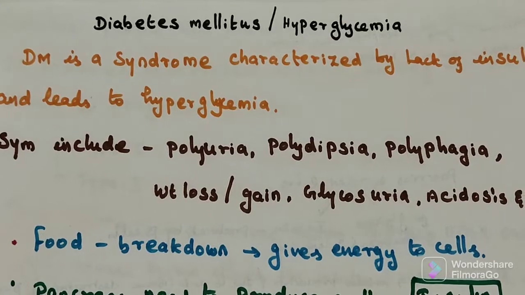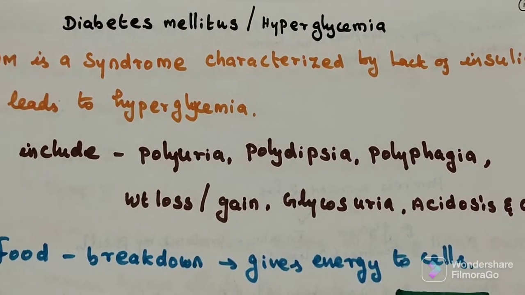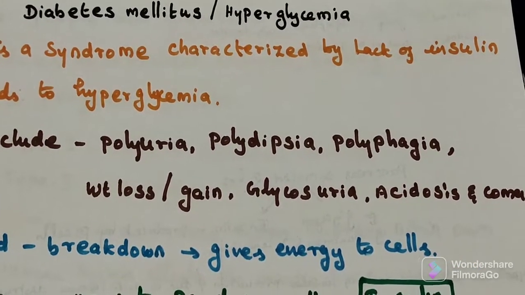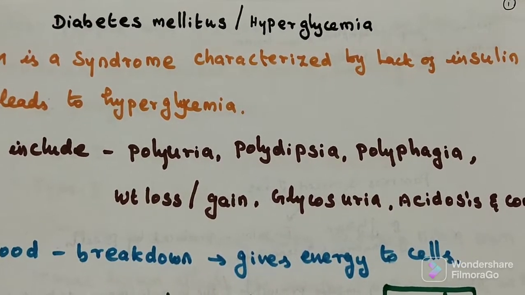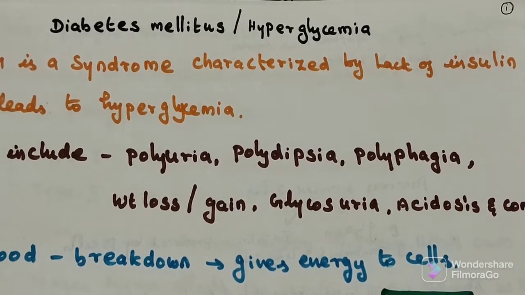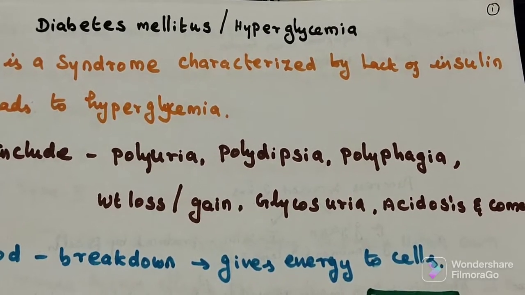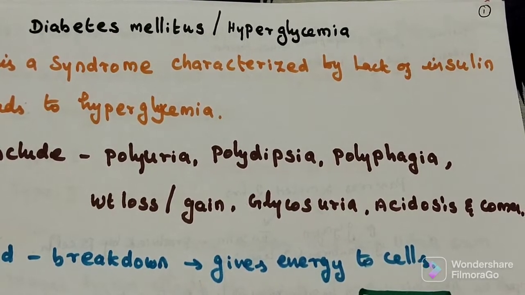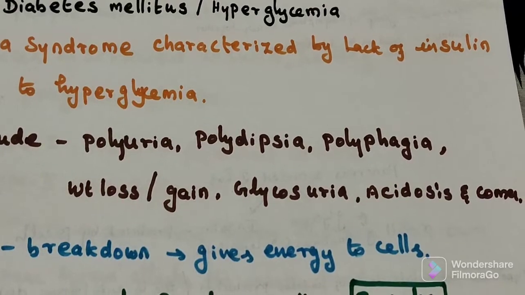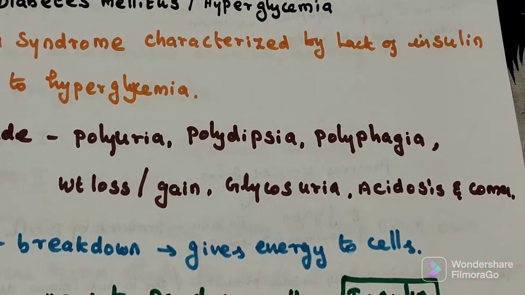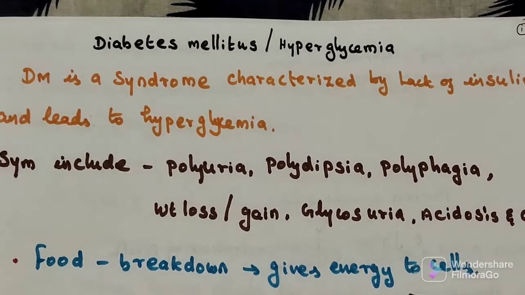The symptoms include polyuria, that means increased urination, polydipsia, increased thirst, polyphagia, increased hunger, weight loss or weight gain, then glycosuria, an increased glucose level in urine, that is reducing sugar. Any glucose, fructose, or galactose presented in urine is called glycosuria. Then acidosis, acid in the bloodstream, which then leads to coma. These are the symptoms that come under diabetes mellitus.